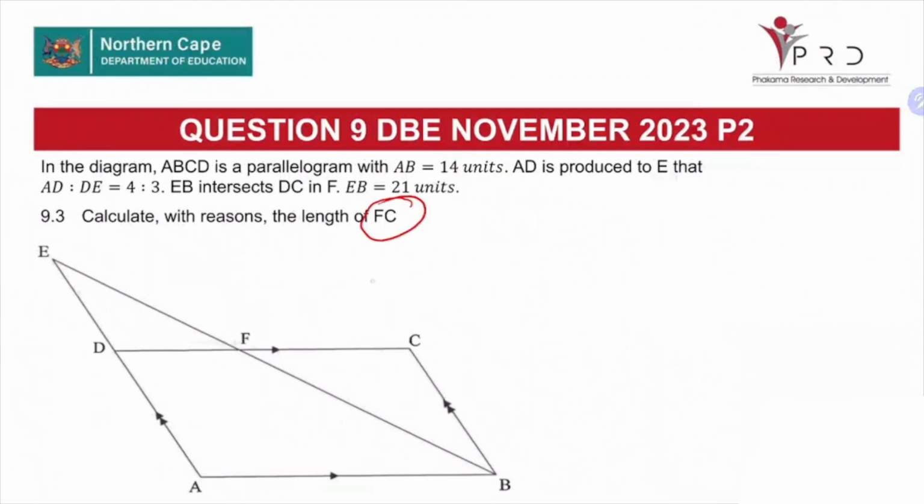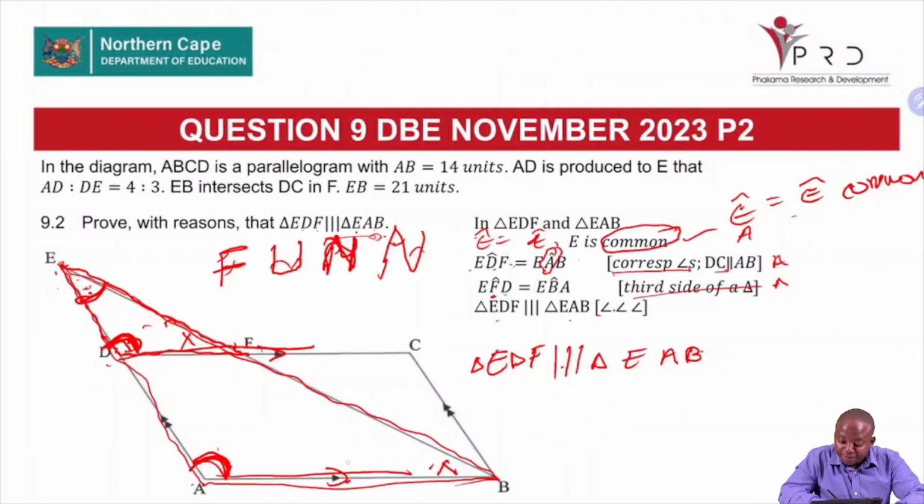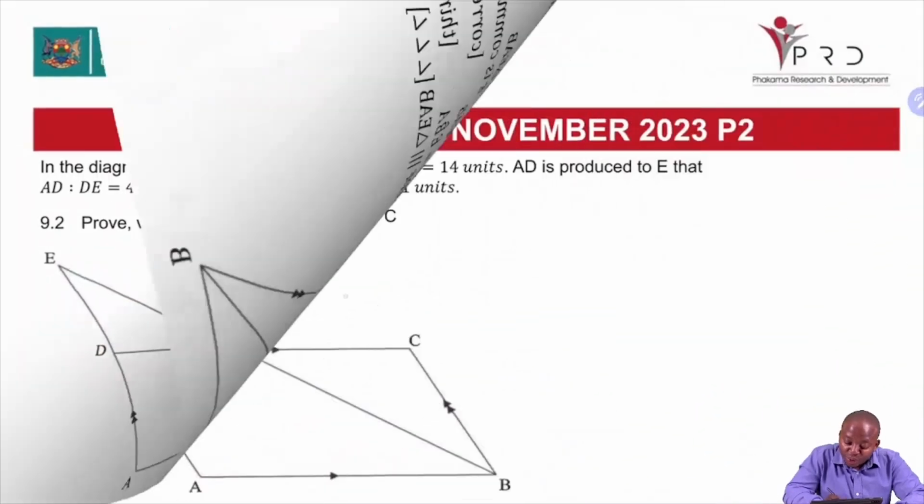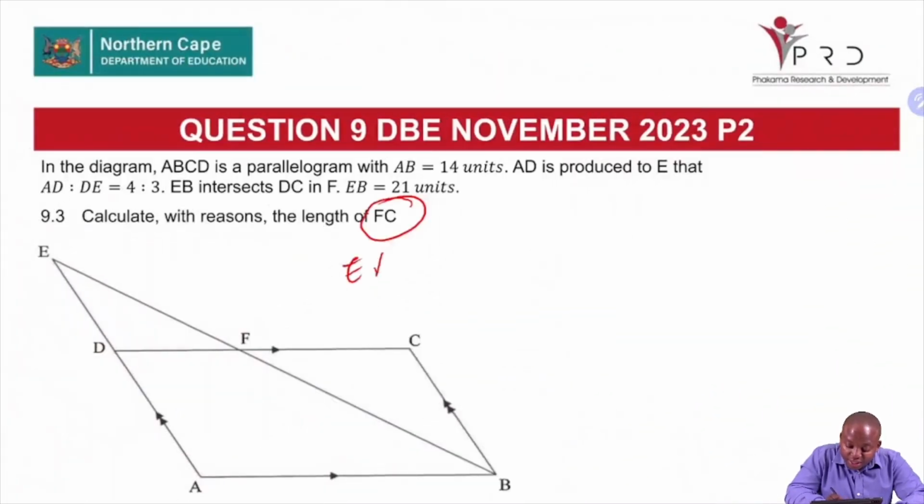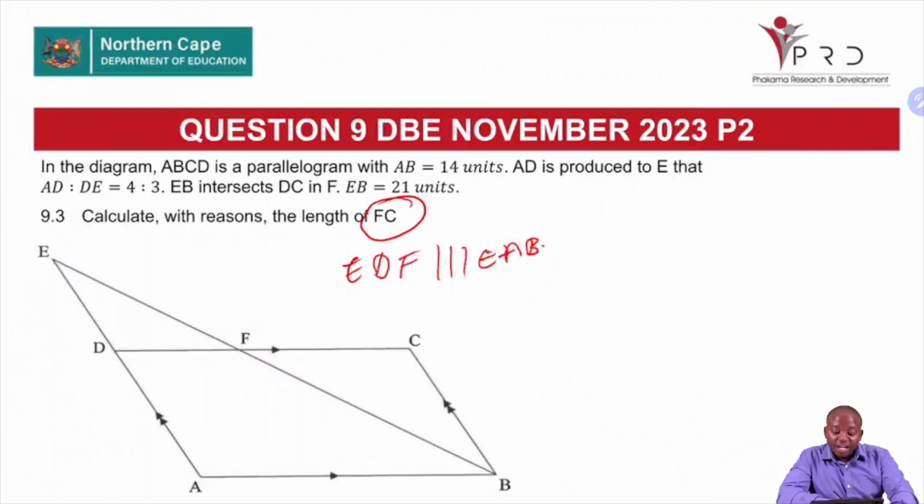But we must remember one thing. We already established, let me just go back, that triangle EDF is similar to EAB. So we have proven that already. Now, what we can do there, we can now write this in ratios. To write this in ratios, we'll have the following.